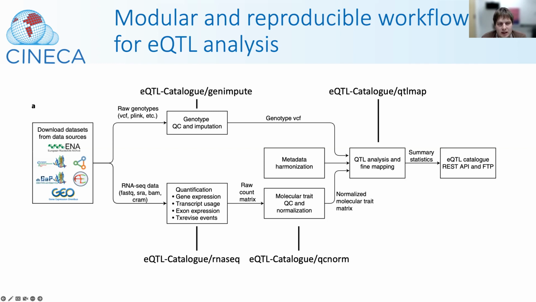By the way, these names here are GitHub user and then the repository names. All of these things are publicly available on GitHub. So we have a workflow for genotype imputation. We have a workflow for RNA sequencing quantification. We have a workflow for quality control and normalization, and then we have a final workflow for QTL analysis and fine mapping.